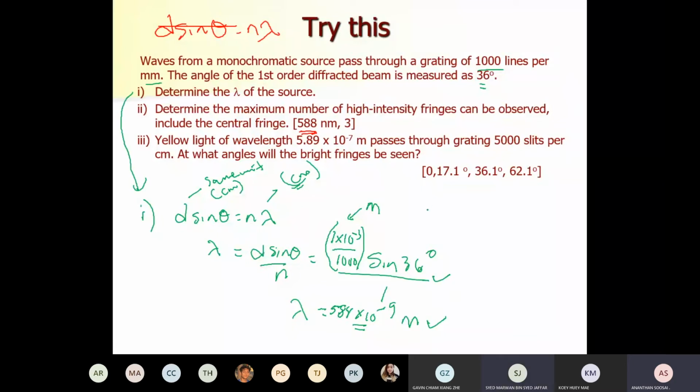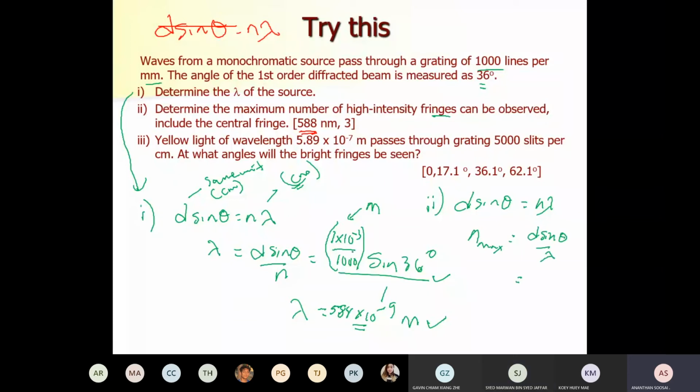Okay, 2. Determine the maximum number of high intensity fringes that can be observed, including the central fringe. What is the total maximum bright spot? High intensity fringe means the bright spot observed on the screen. Whenever they say maximum, you look for N max first. D sine theta equals N lambda. So find the N max first. What is the maximum order that can be observed? So D sine theta over lambda.